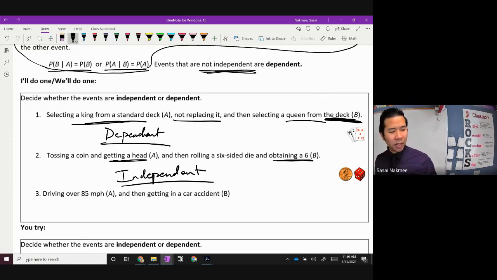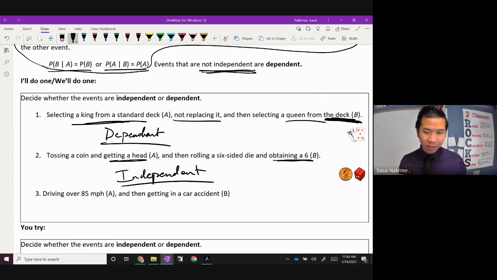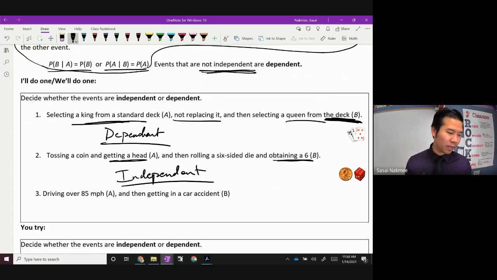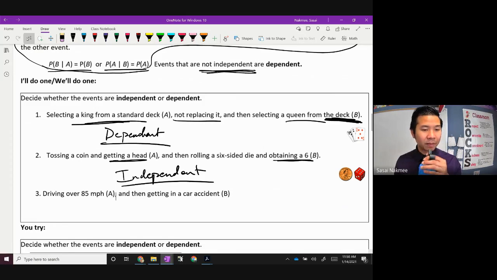Number 3 is a little bit subjective, but there's probably empirical probabilities that actually prove this to be true, dependent of each other. Driving over 85 miles per hour and then getting into a car accident. Does that look like it is dependent on each other? And you'll say, no, I've known people who got into a car accident who drove below 85 miles per hour. And some people are going to say, yes, if you're speeding, it actually can affect your driving. So which one would it be? What do you think?